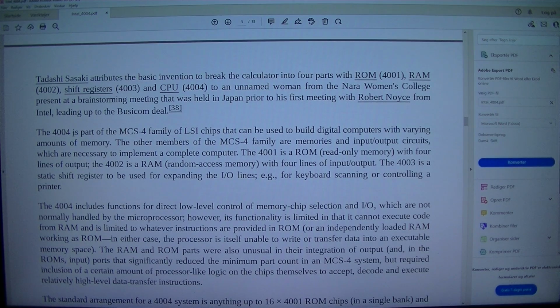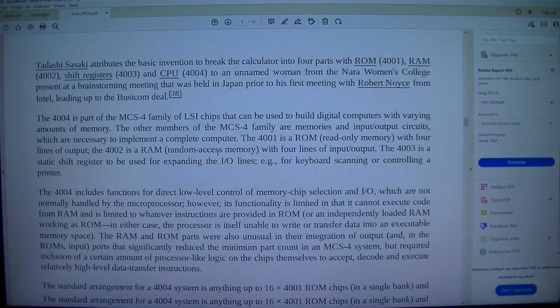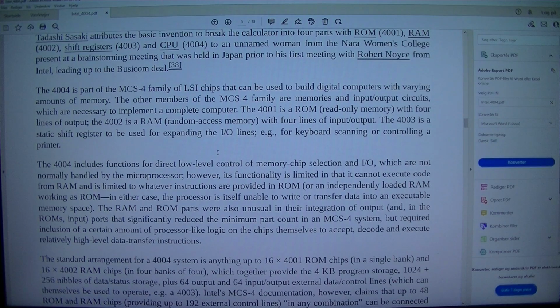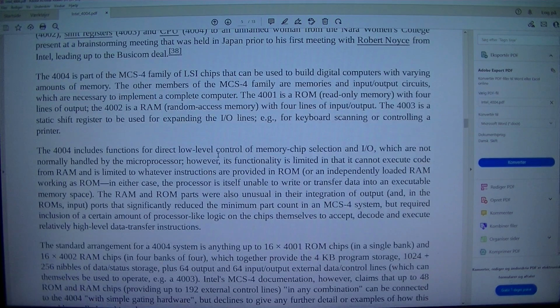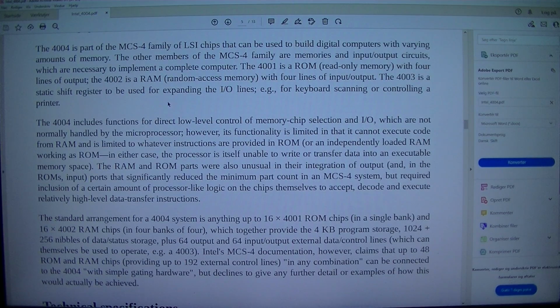The 4004 is part of the MCS-4 family of LSI chips that can be used to build digital computers with varying amounts of memory. The other members of the MCS-4 family are memories and input/output circuits which are necessary to implement a complete computer. The 4001 is a ROM, read-only memory, with 4 lines of output. The 4002 is a RAM, random access memory, with 4 lines of input/output.